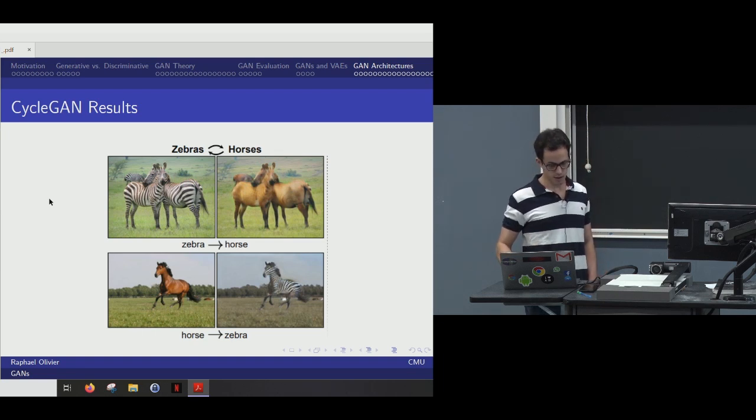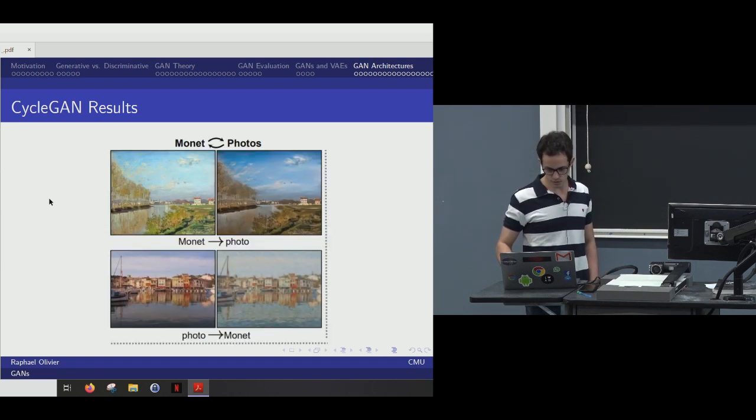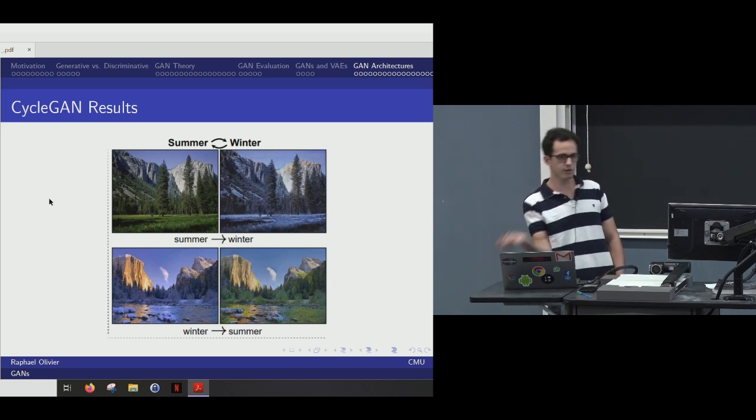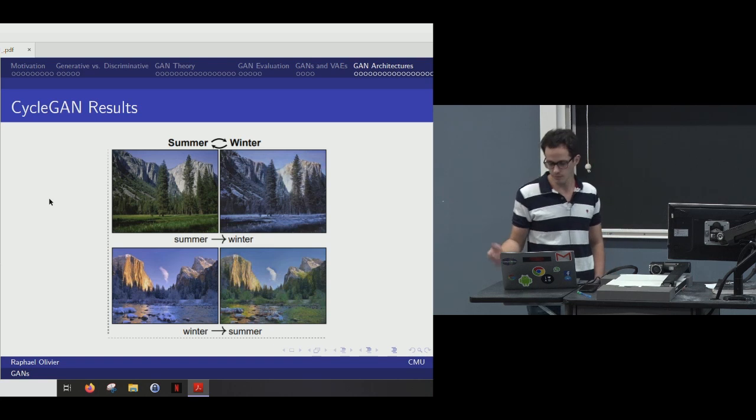So you can use that with zebras and horses. You can use that to do style transfer from real photos to Monet-ish pictures, and vice versa. You can transfer from summer to winter. So that goes back to some image translation things we saw in the beginning. Well, that's how you do them. So that's how you use GAN-like architecture for style transfer.